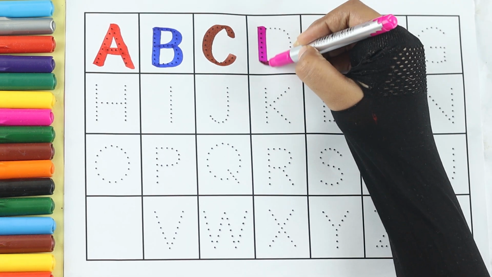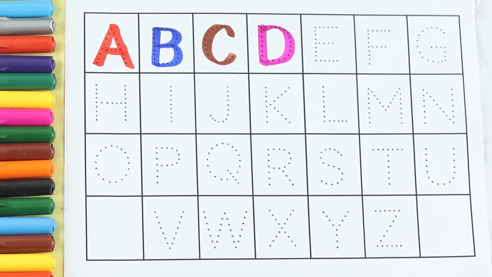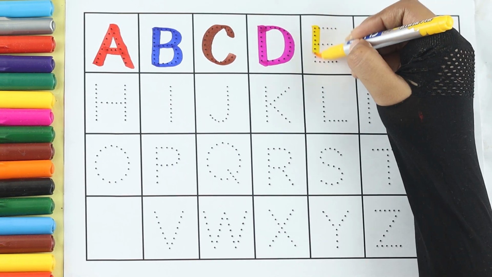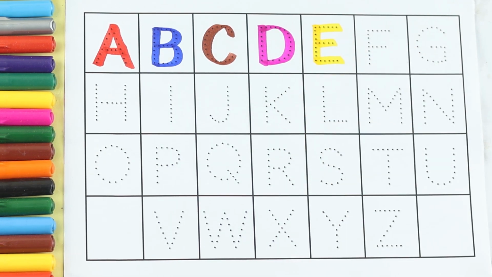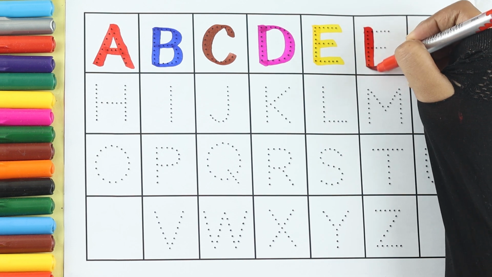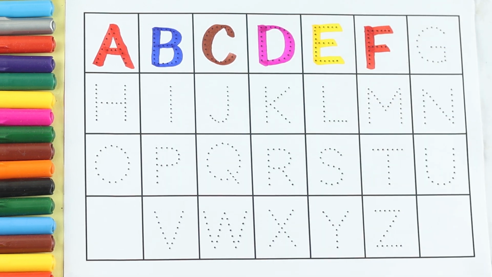Pink color, D for dog. Yellow color, E for elephant. Red color, F for fish.